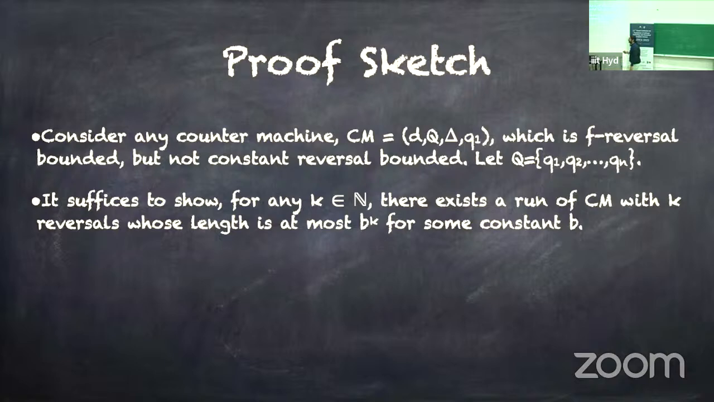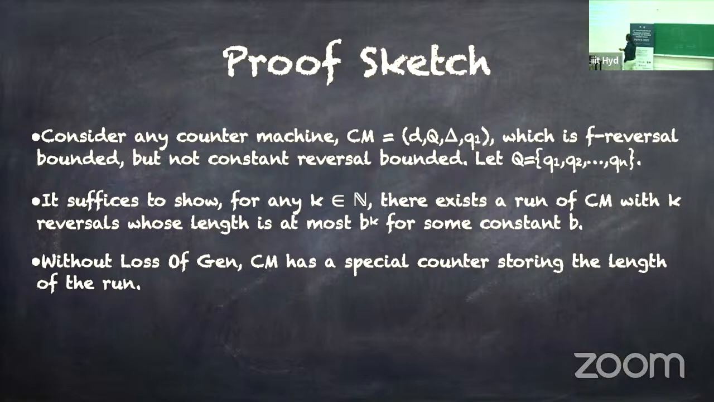Because there will be at least one run, that is this run, for which the number of reversals is logarithmic in the length of the run. So the number of reversals is logarithmic in the length. Right, so this is done.